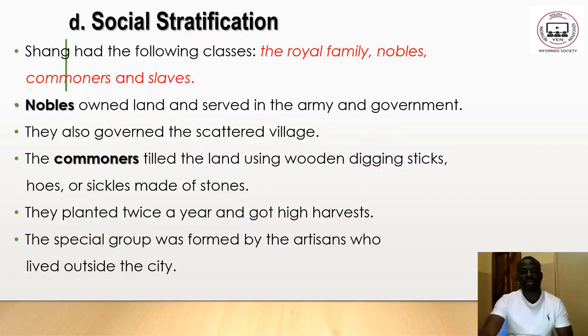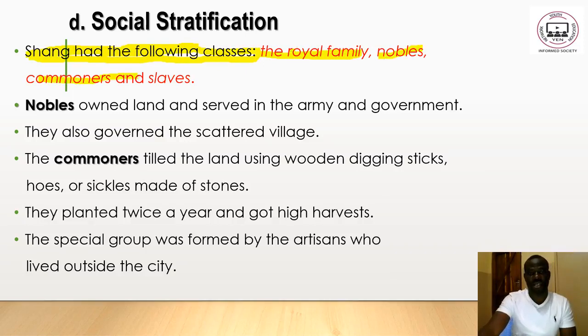So let us look at the social stratification of the Shang dynasty. The Shang had the following classes in their dynasty: the royal family, the nobles, the commoners and the slaves. Commoners and slaves were in one category, the lowest. After the commoners, then there were the slaves.